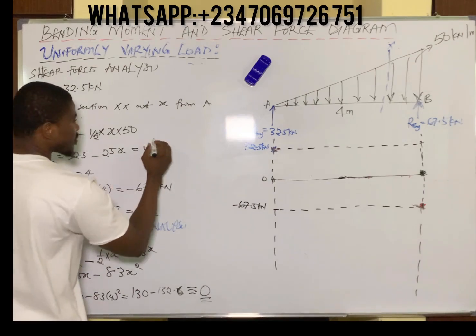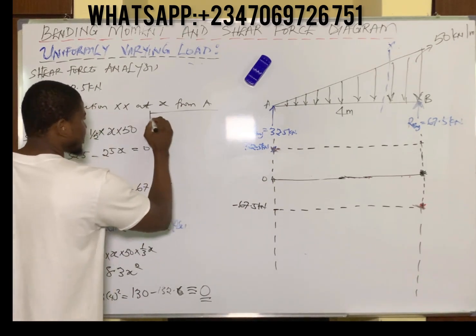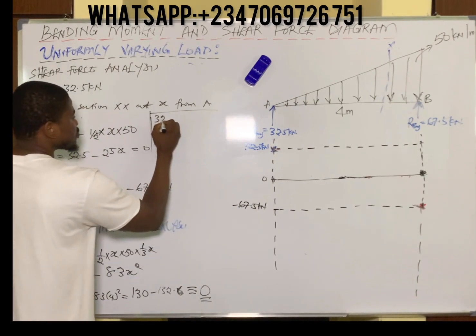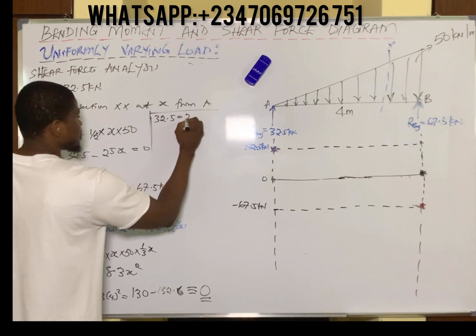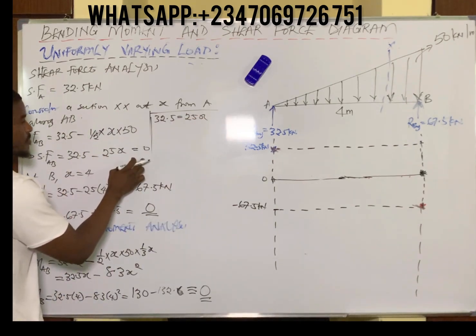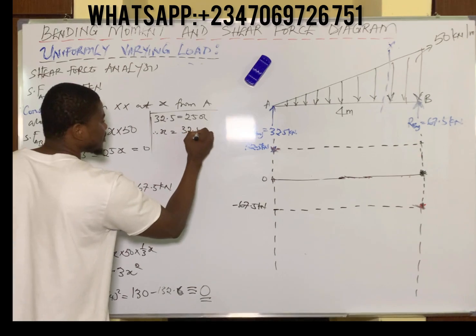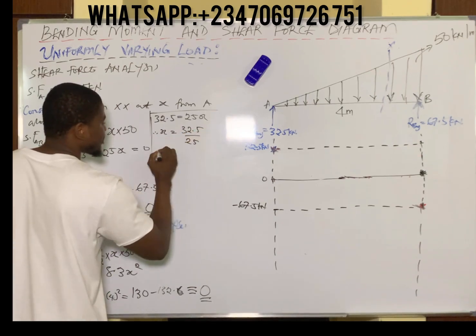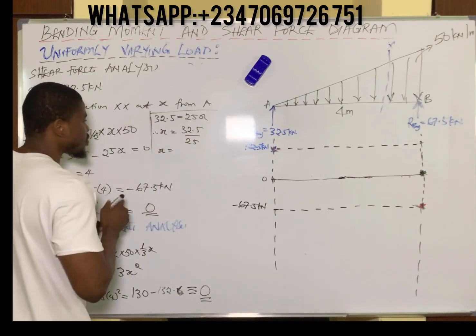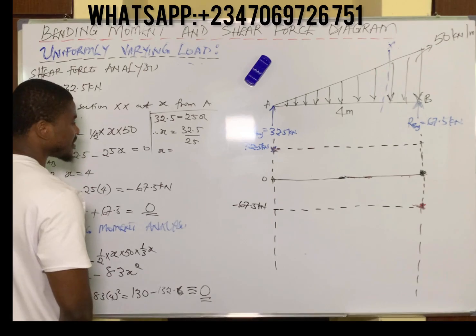If you do this, you're going to have 32.5 equal to 25x. If you move negative 25x over here, it becomes positive. Therefore x becomes 32.5 divided by 25. Whatever value of x you have here simply tells you the point of maximum bending moment.